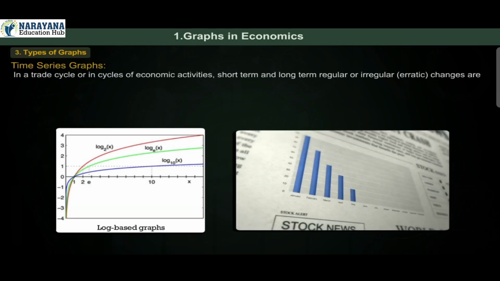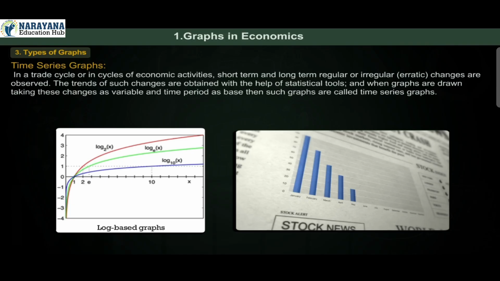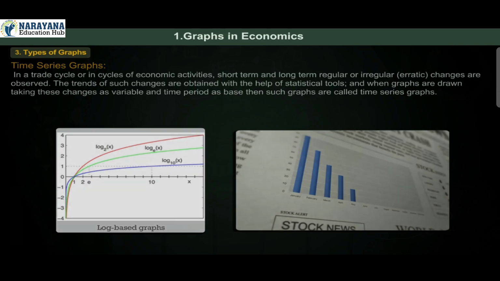In a trade cycle or in the cycle of economic activities, short-term and long-term regular or irregular, that is erratic, changes are observed. The trends of such changes are obtained with the help of statistical tools, and when graphs are drawn taking these changes as variable and time period as base, then such graphs are called time series graphs.